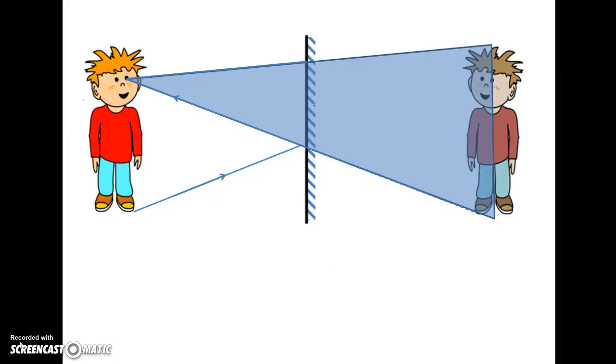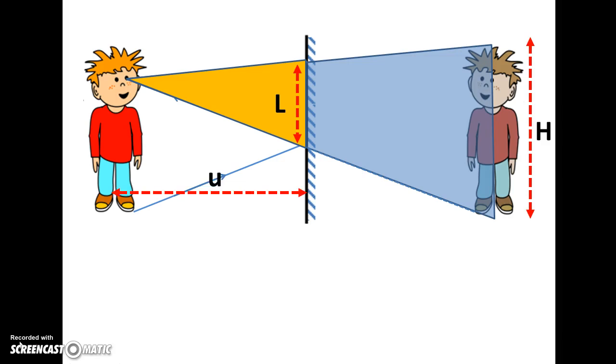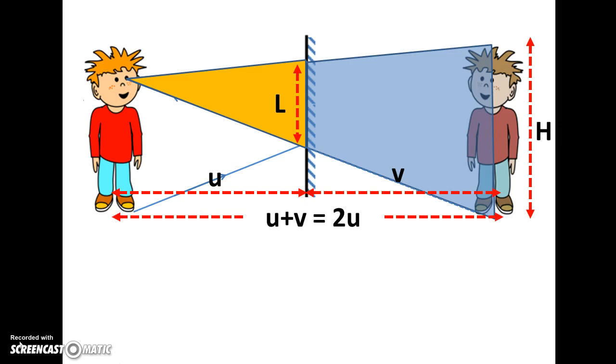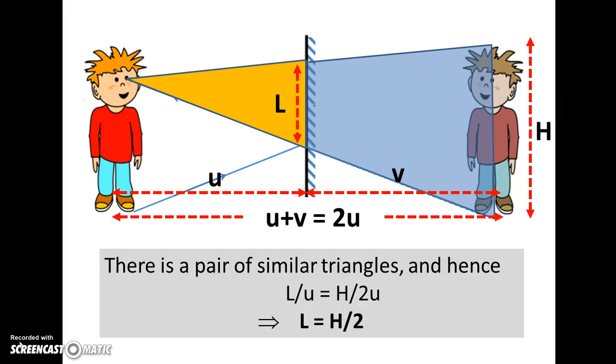To answer the question, we have to find a pair of similar triangles. And in this way, the length L and H are related by the length U and 2U. We may set up an equation which is L over U equals H over 2U. And in this way, we have found the minimum length of the mirror for the boy to see his whole image behind the mirror. And this length is half of his height.